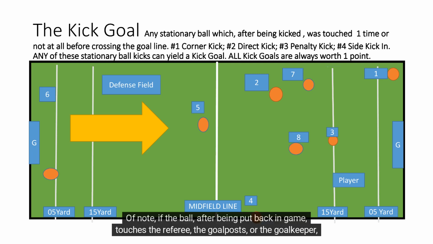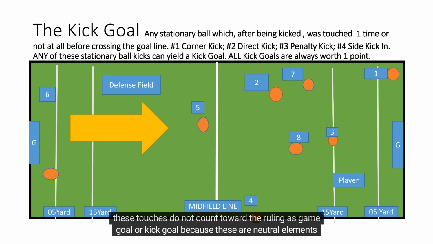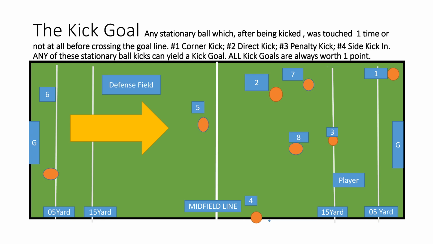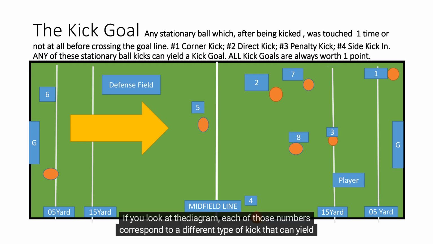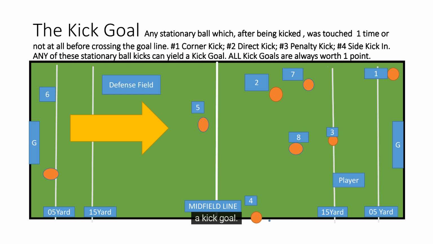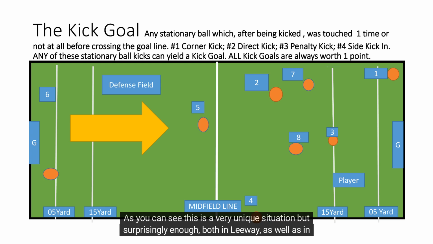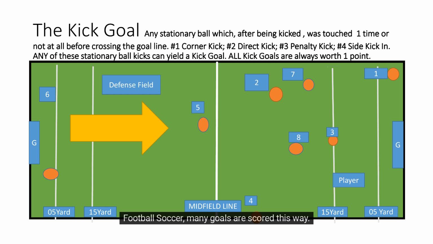Of note, if the ball, after being put back in game, touches the referee, the goalposts, or the goalkeeper, these touches do not count toward the ruling as game goal or kick goal, because these are neutral elements in the match. If you look at the diagram, each of those numbers corresponds to a different type of kick that can yield a kick goal. As you can see, this is a very unique situation, but surprisingly enough, both in Leeway as well as in football soccer, many goals are scored this way.